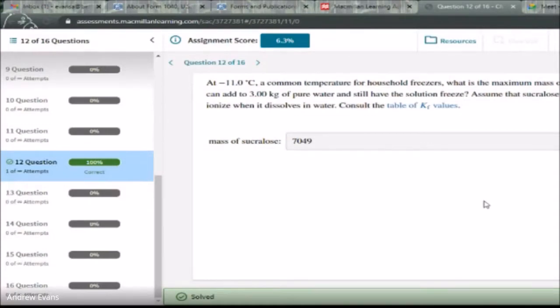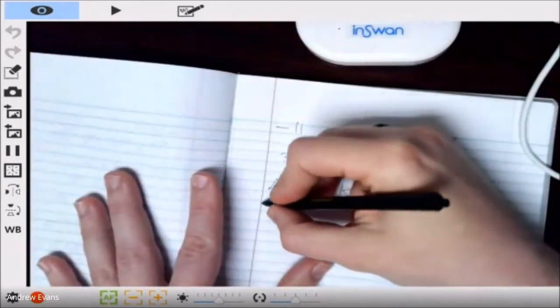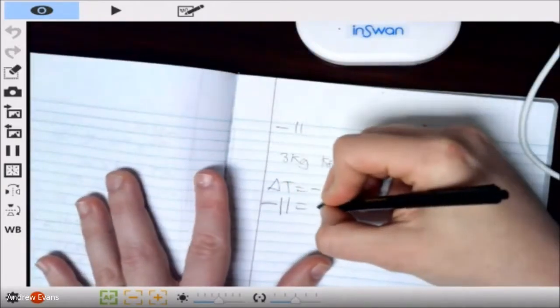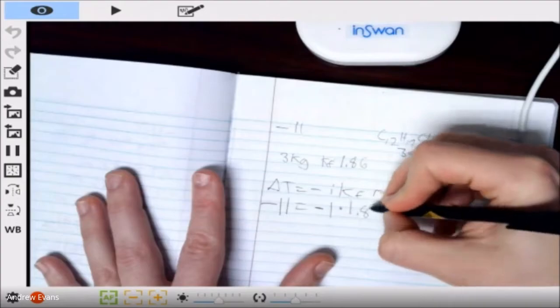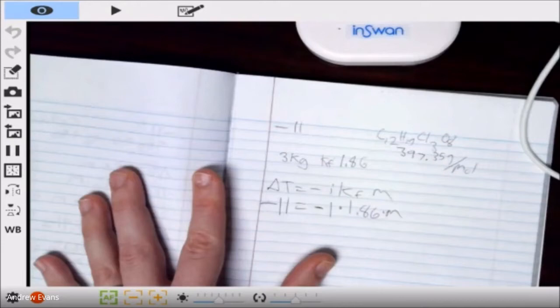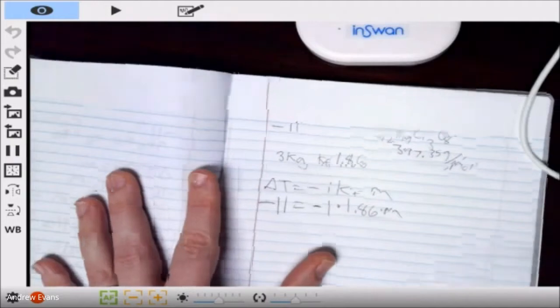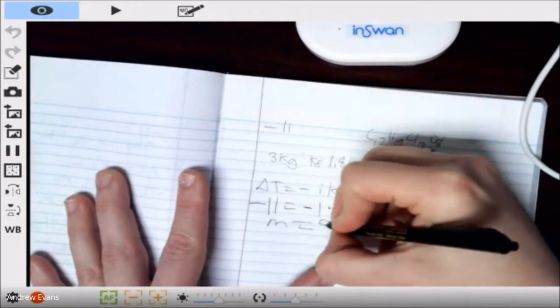So the first step here is, if we know the delta T is negative 11, and it tells us to assume i is 1, and we know Kf is 1.86, what is m? So we're going to take negative 11 divided by 1.86, and by doing that, you get m is 5.91.